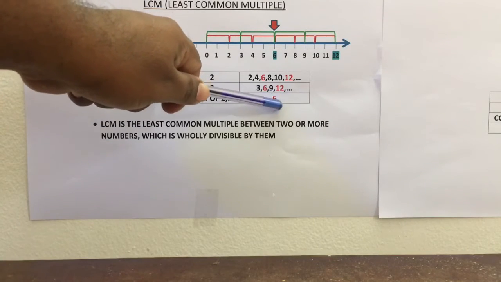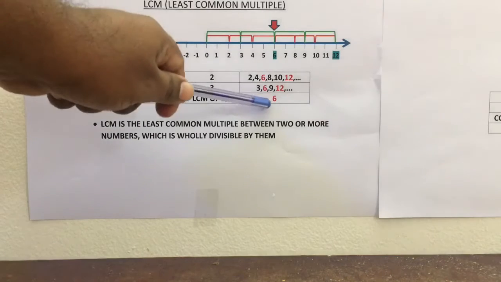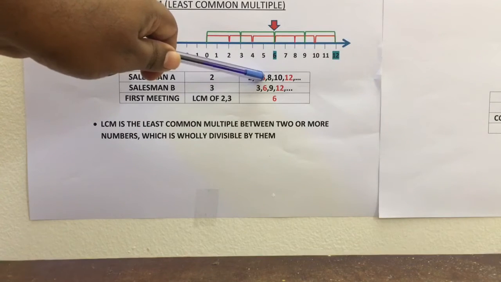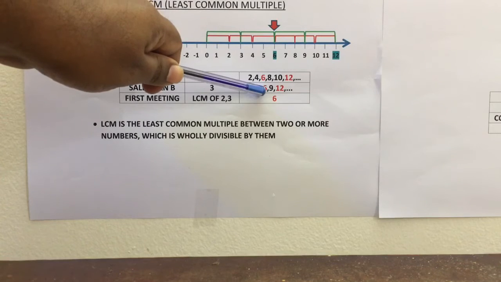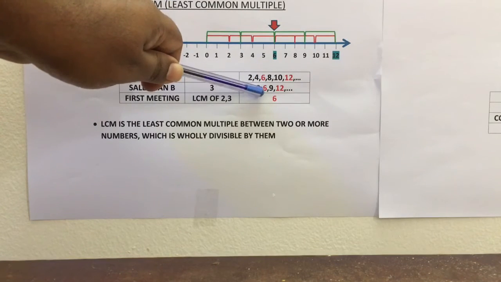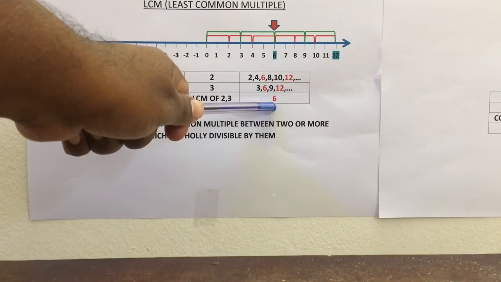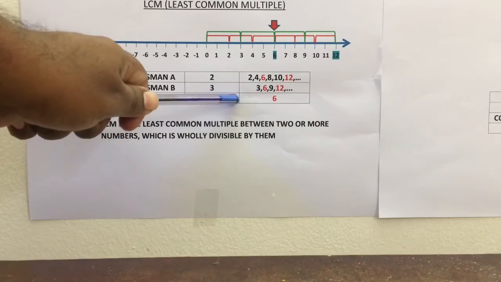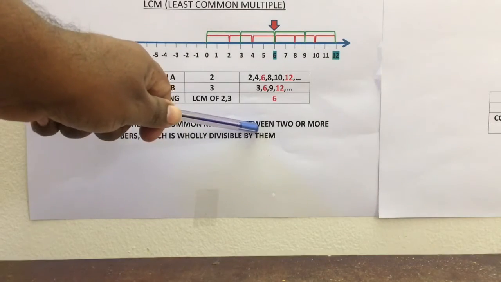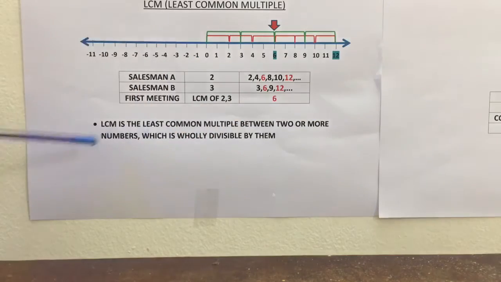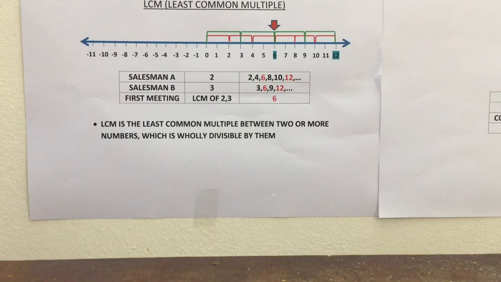Here, when you analyze 6, you can draw some conclusions. See, 6 appears in both multiples lists, and 6 is the smallest common multiple, and this 6 is divisible completely by 2 and 3. Now you can say LCM is the least common multiple between 2 or more numbers which is wholly divisible by them.